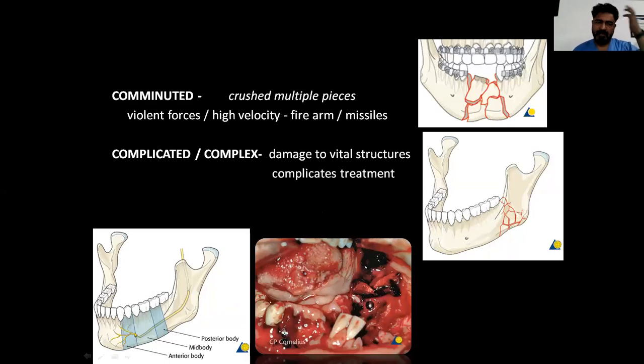Then comminuted fracture, where the bone is crushed into multiple pieces. Violent forces are the main culprits, then high velocity firearm missiles like this. And complicated fracture, where there is damage to vital structures as well, so they are very complicated. So this is an example of a comminuted fracture and a complicated one also.